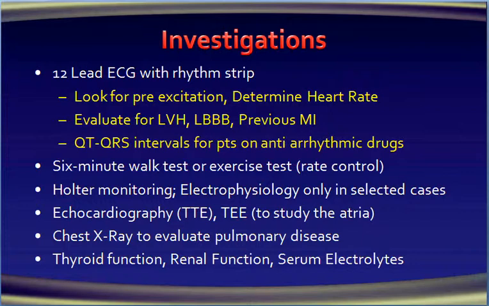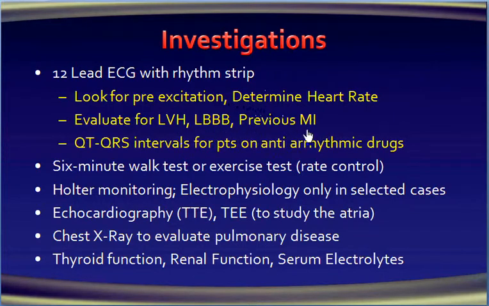Let us look at some of the investigations that we need in a case of atrial fibrillation. It is mandatory to have a 12-lead ECG with a rhythm strip. What do we look at in the ECG? Look for pre-excitation, that is the WPW. If there is pre-excitation, it warns us of a grave danger. Determine the heart rate. Is it more than 200 or is it around 100 to 150 or is there bradycardia?